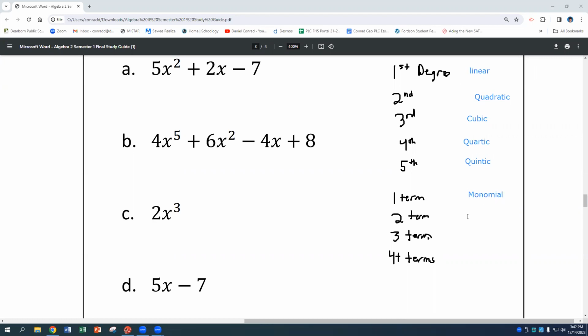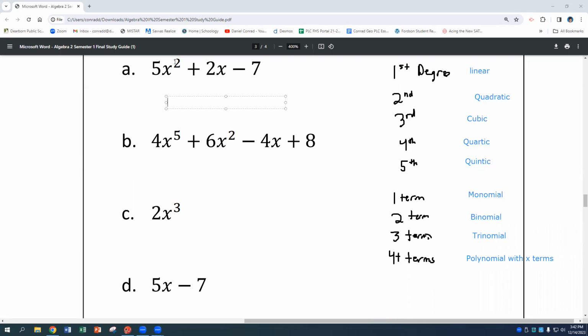Okay, if there's one term, we call it a monomial. If there's two terms, we call it a binomial, bi meaning two. If it's three terms, we call it trinomial, tri meaning three. And then if it's four or more, we're going to say it's a polynomial with 4 terms or with 5 terms or something like that.